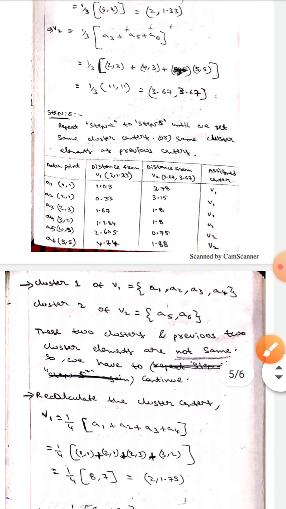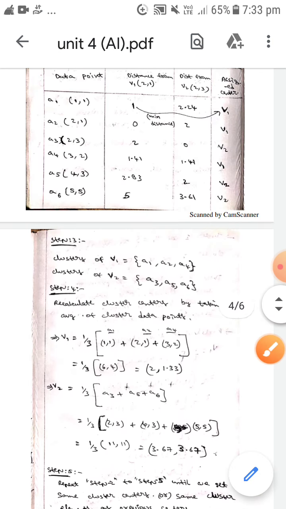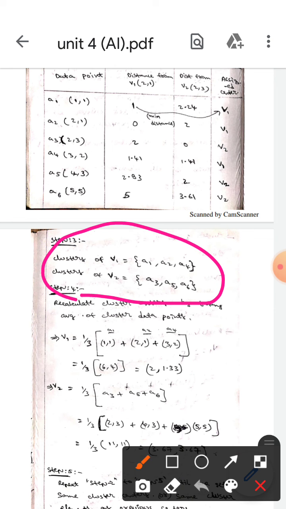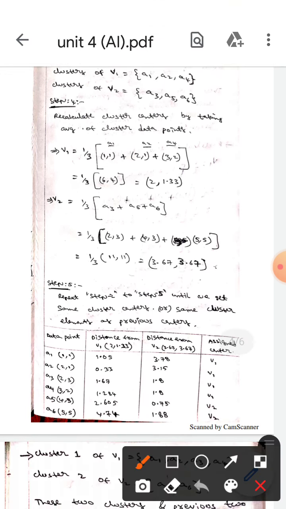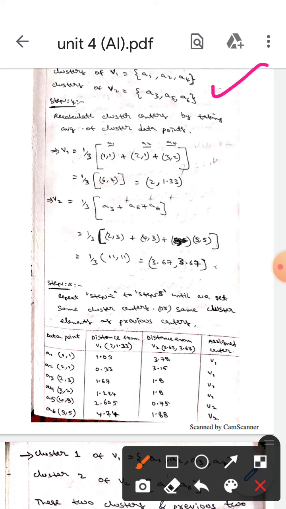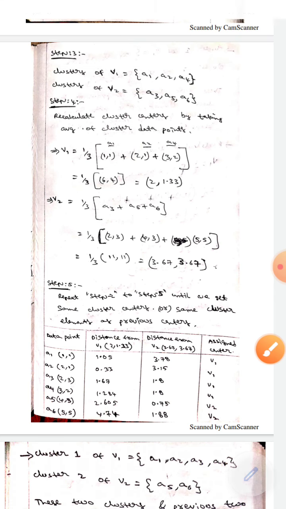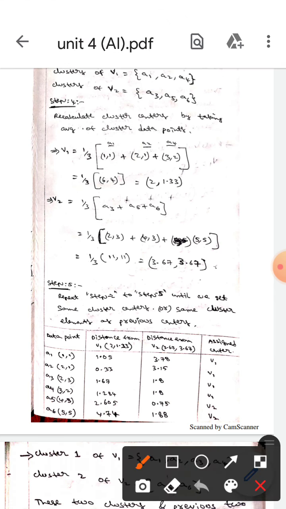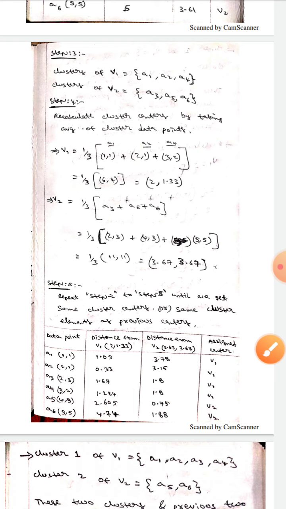Then if you observe this one, guys, and this one, these two, if you observe these two, this one and here this one, then we can say that these two are not similar. This one and this one are not similar, guys. So we should calculate again.